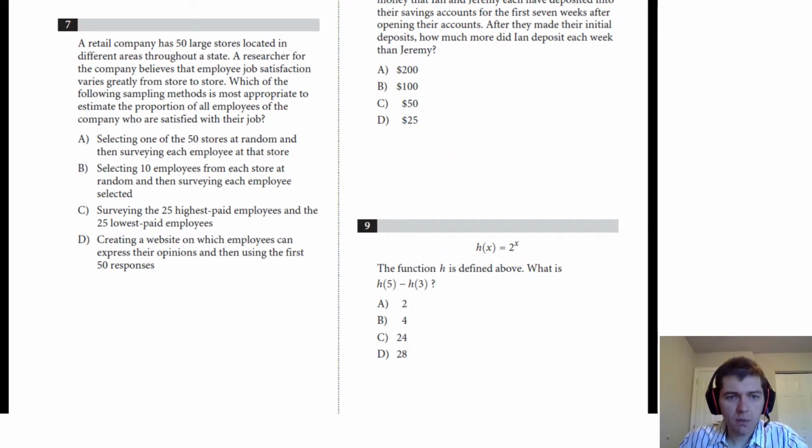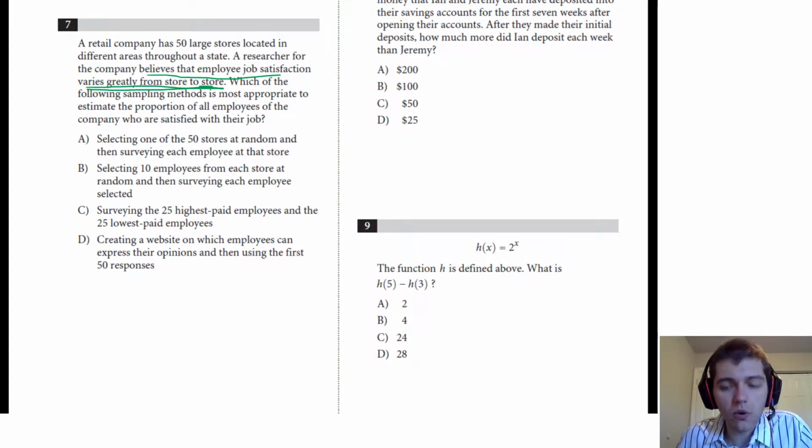Problem 7, a retail company has 50 large stores located in different areas throughout a state. A researcher for the company believes the employee job satisfaction varies greatly from store to store. Which of the following sampling methods is most appropriate to estimate the proportion of all employees of the company who are satisfied with their job? Okay, so the most important sentence there is that the researcher believes that employee job satisfaction varies greatly from store to store. So what they're going to be looking for is which of the sampling methods gives you the most from different stores. So keep that in mind when you're reading through the answer responses.